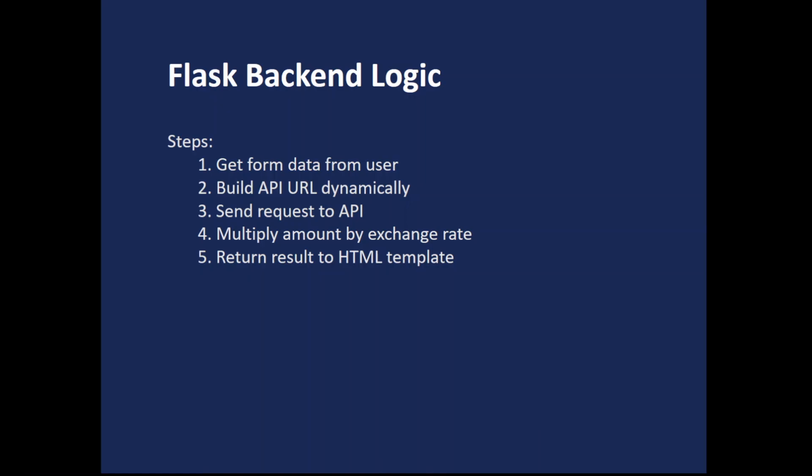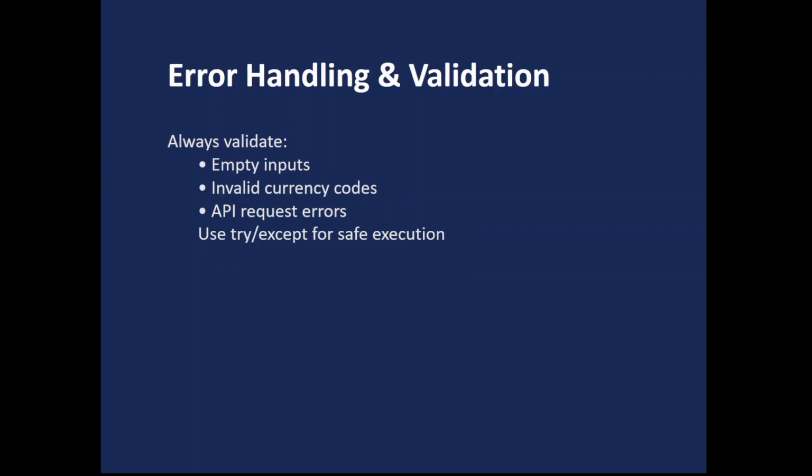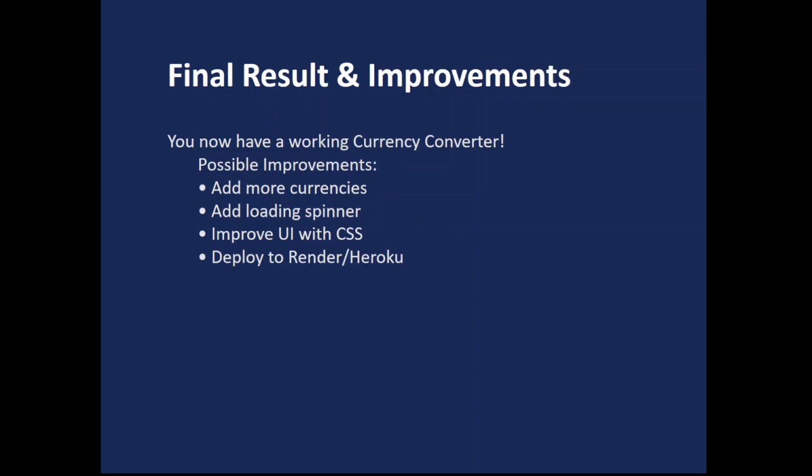So we'll go ahead and start the backend logic right now. Get the form data from the user and we'll build the API URL dynamically. Send the request to the API, multiply the amount by the exchange rate, and return the result as HTML. The next thing we're going to do is error handling and validation: validate the input, the invalid currency code, and API request errors, and we're going to use the try and except block for that. And the last improvement we are going to do is adding UI with CSS. You can deploy to Heroku, you can add a loading spinner, and you can add more currencies.